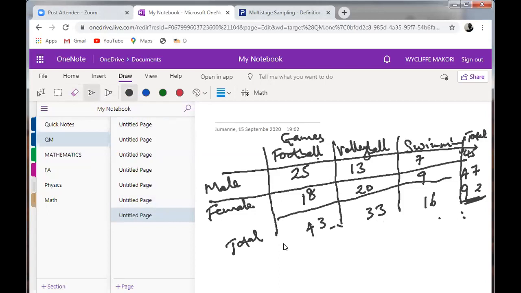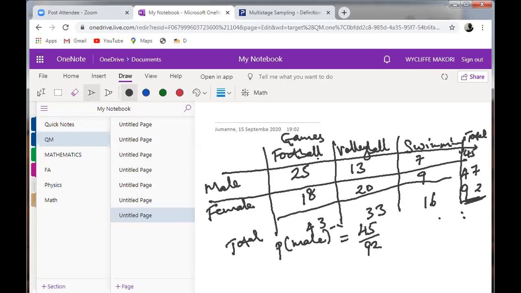Let me assist you in that. Probability of picking a male. First of all, you need to know the total number of males. The total number of males was 45 out of 92.